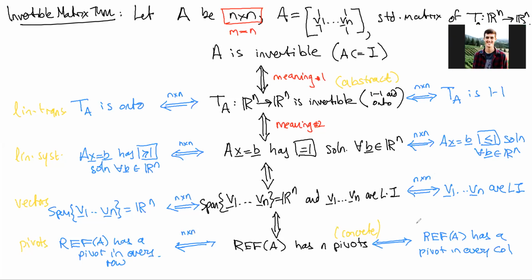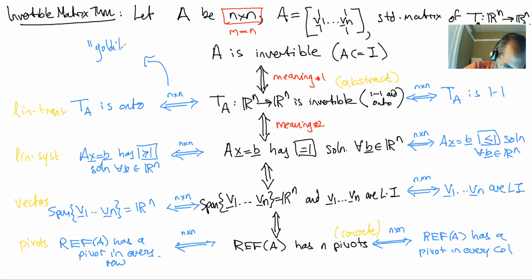Yes, thank you. So all of these equivalences are using that it's n by n. These are all Goldilocks equivalences, right? But remember, if m is not equal to n, it doesn't even make sense to talk about an inverse. Any other question?